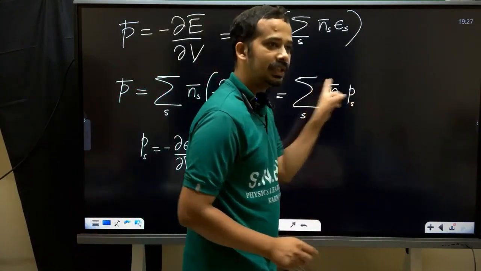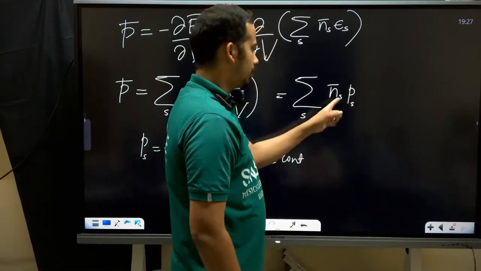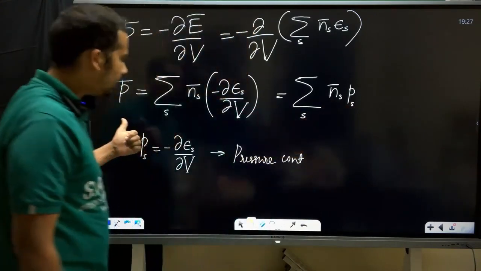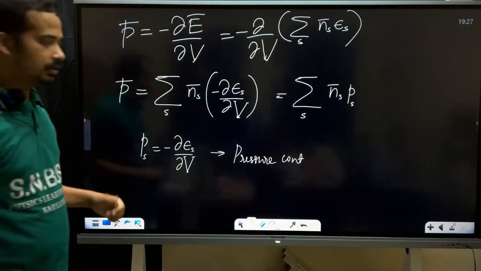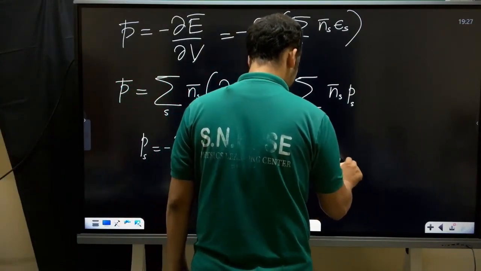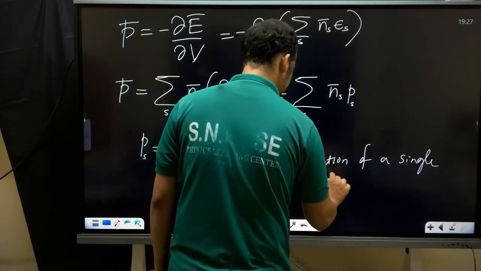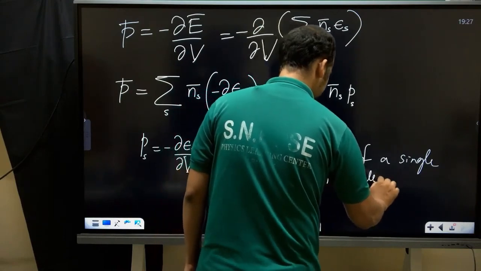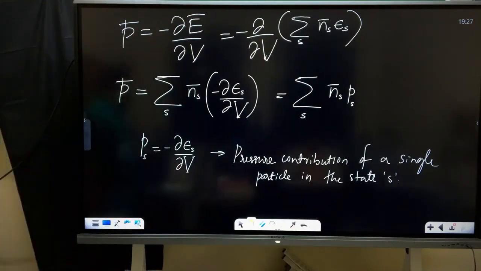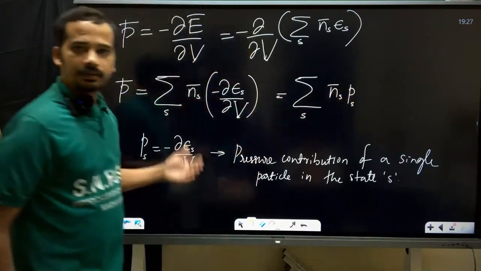When you see this expression, it looks like each state is contributing some pressure. These are the average numbers of particles, and it gives us the total pressure. Rough idea: pressure contribution of a single particle in the state S. Is that okay? Now, if you know this one, you can substitute here and find this.